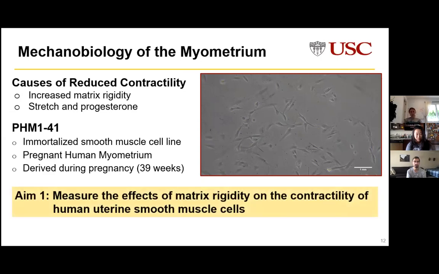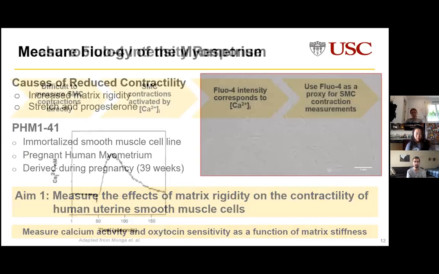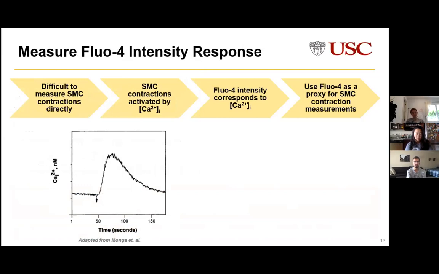So the aim that I'm working on currently is to see how matrix rigidity impacts the contractility of these human uterine smooth muscle cells. It's difficult to measure the contractions of these smooth muscle cells directly, but the contractions are activated by levels of intracellular calcium. So instead of directly measuring the contractions, I can use Fluo-4, which is a fluorophore, to indirectly measure the intracellular calcium, which in turn indirectly measures the contraction of those cells.